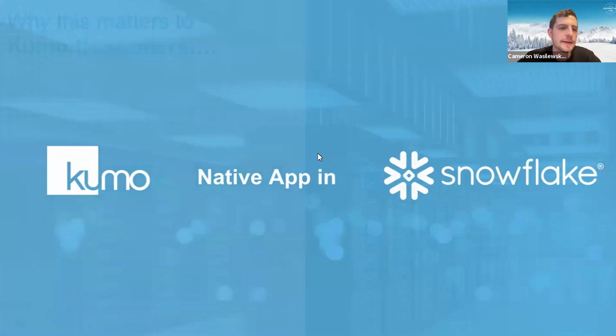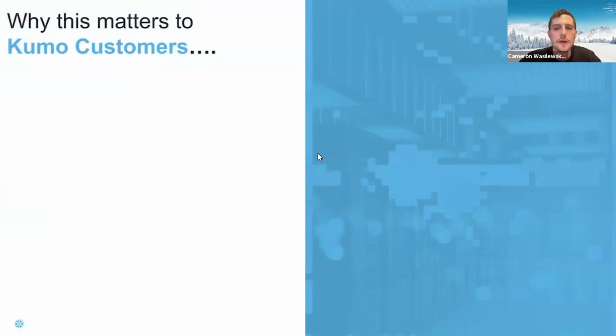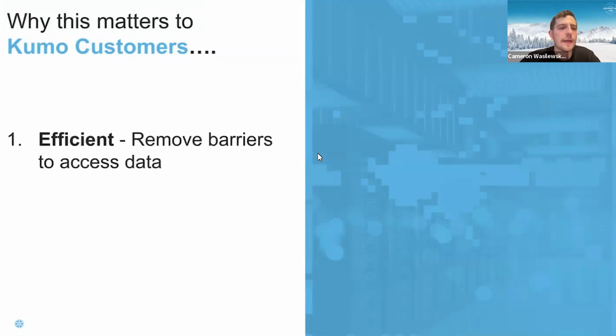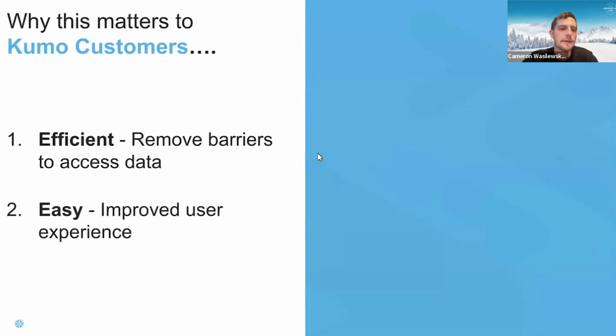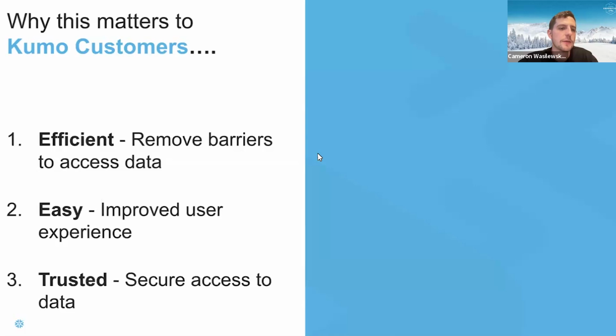So if we go to the next slide, let's work through what those benefits really come across as. So for those here today who are Kumo customers, you get the improved efficiency. It removes barriers to access to the data. You don't have to set up these complex integrations. You don't have to make duplications of the data. It's just more efficient. The next part then is ease. It's an improved user experience. So you just download the app through the marketplace, it's installed, it runs, it works. And then the last point is it's trusted. We have that secure access to the data, so nothing is leaving the Snowflake environment. So in terms of your admins and how they feel about connecting to external sources and things like that, none of that happens in this case. It all sticks within that space.